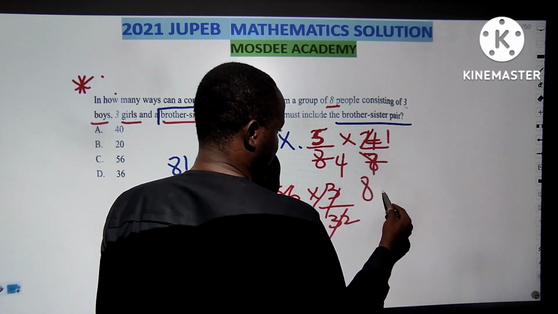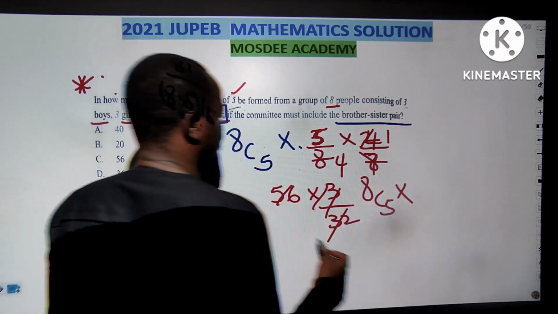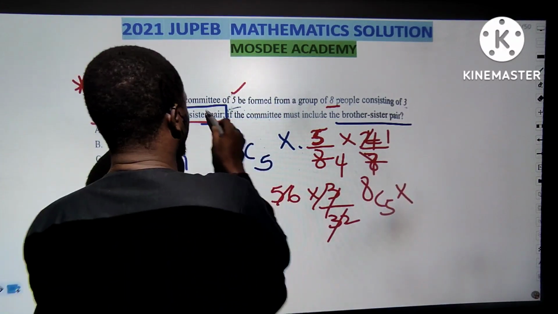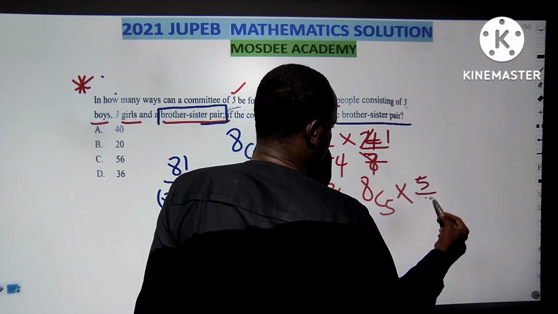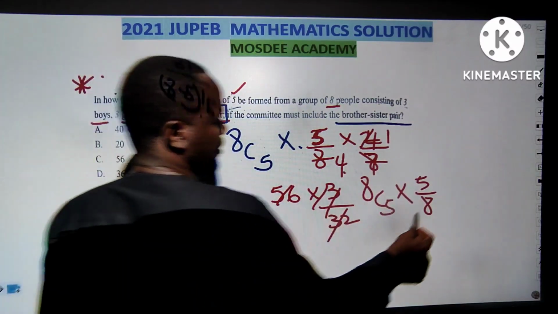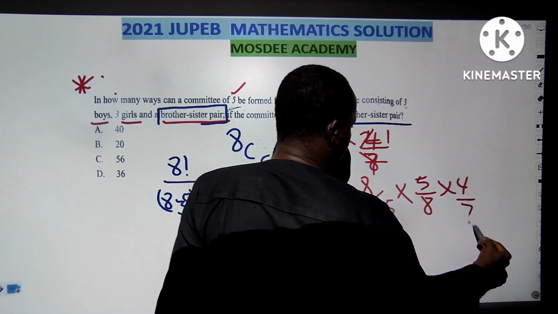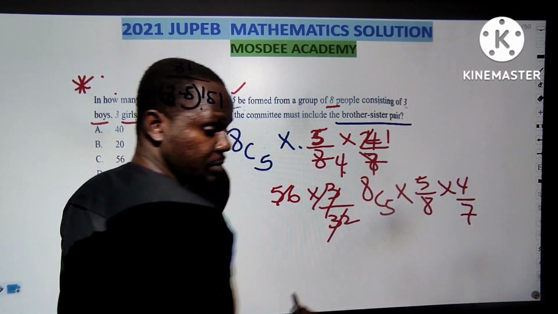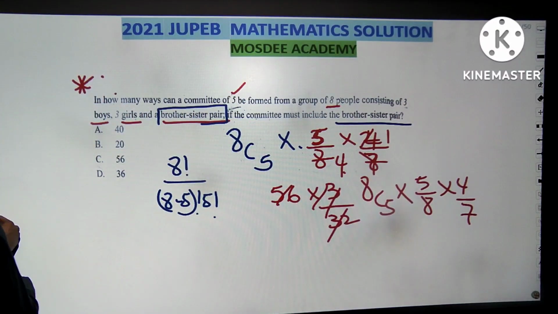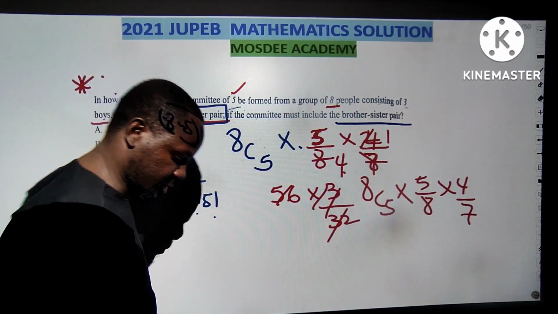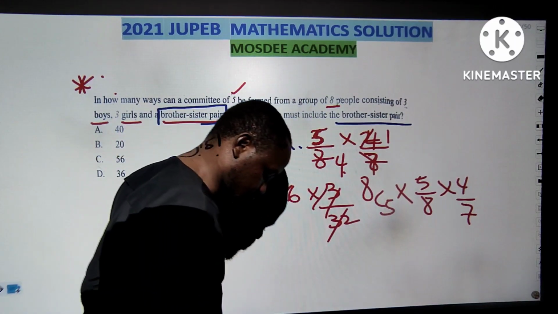8 combination 5 times the first sister, the first brother out of 5. 5 out of 8. You know I'm picking 5 of 8. And the second person is 4 over 7. So apologies guys. It happens sometimes, like I told you. Sometimes when you solve a question the first time and you're not getting it, you go back to it.